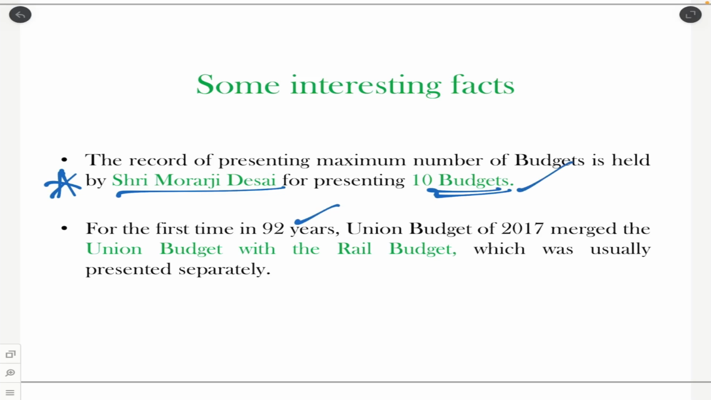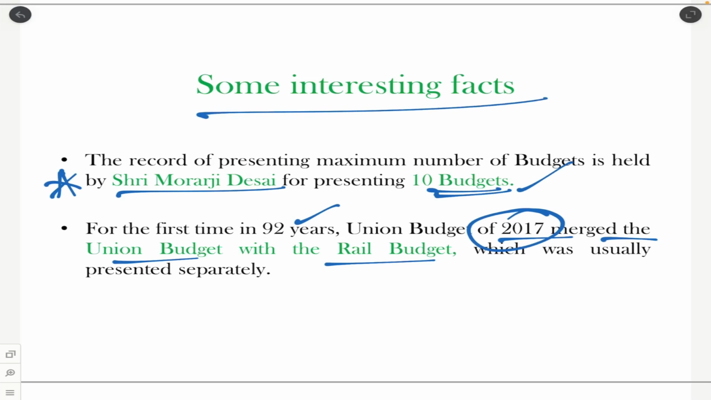For the first time in 92 years, the Indian Union Budget of 2017 was merged with the Rail Budget, which was usually presented separately. This is also important. Railways is such a big company in India that its budget was presented separately, one day before the Union Budget was presented. But from 2017 onwards, the railway budget has been merged with the Indian Union Budget. So these are some of the interesting facts listed out to us in the reference material.